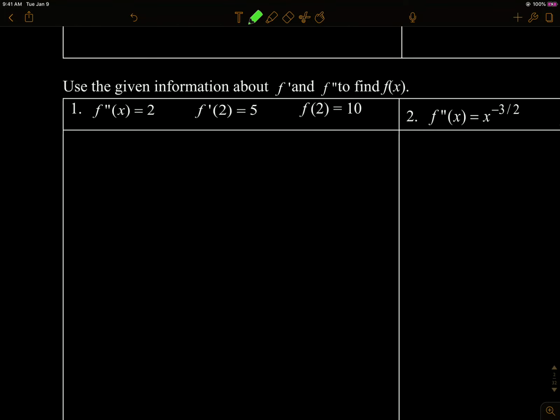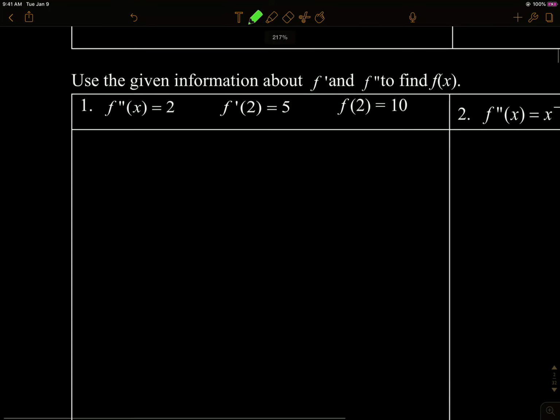All right, so now we have some given information about the derivative and the second derivative to find our f of x. So let's see what we can do here to figure out what our original f of x is. So what we do here is we start with our second derivative. And we're going to work all the way back to find f of x, right?